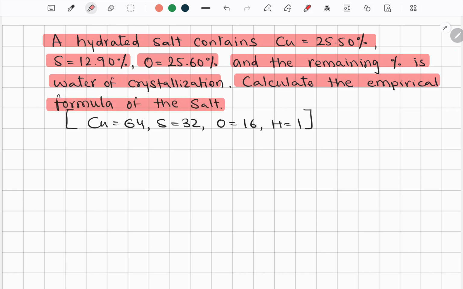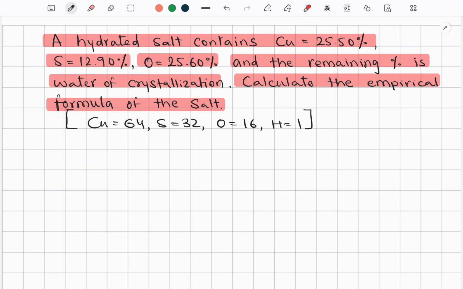Okay, so they are asking us to calculate the empirical formula of the salt, but there is a little trick hidden in this question, which is that the remaining percentage is water of crystallization. Till now, in the element slot of the table, we always put elements like copper, sulfur, oxygen. But this time, instead of an element, I will add H2O. Let's see how we solve this question.